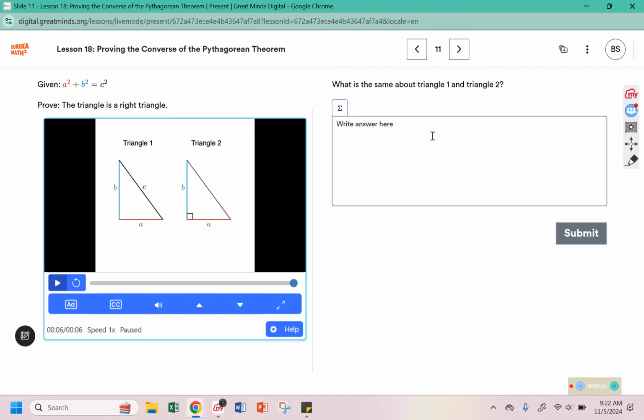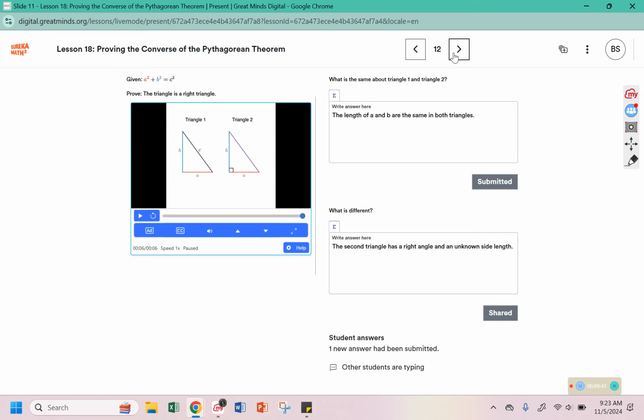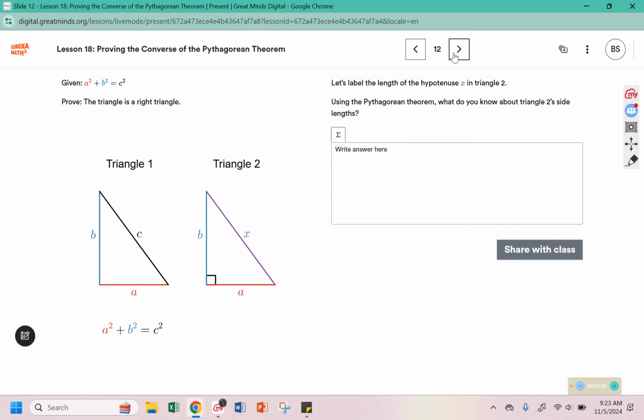It says, what is the same about triangle 1 and 2? The lengths of A and B are the same in both triangles. What is different? The second triangle has a right angle and an unknown side. Let's label the length of the hypotenuse x in triangle 2. So you can see they've labeled it x.